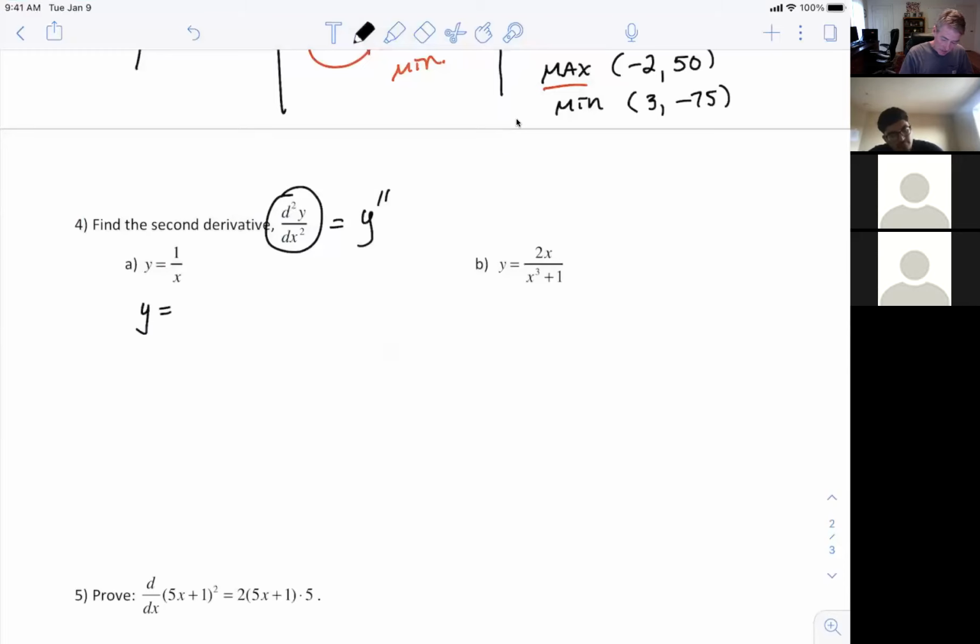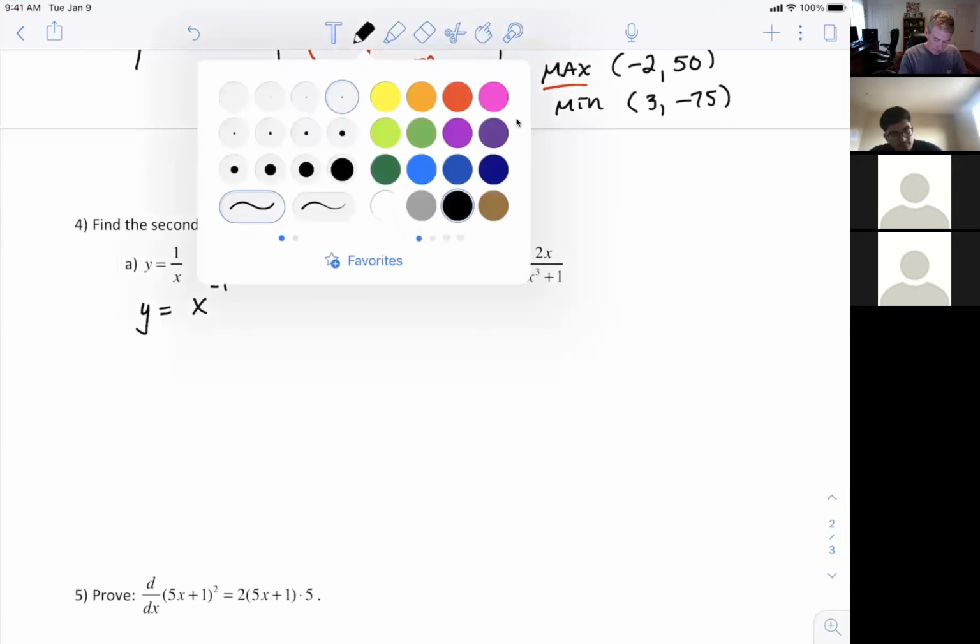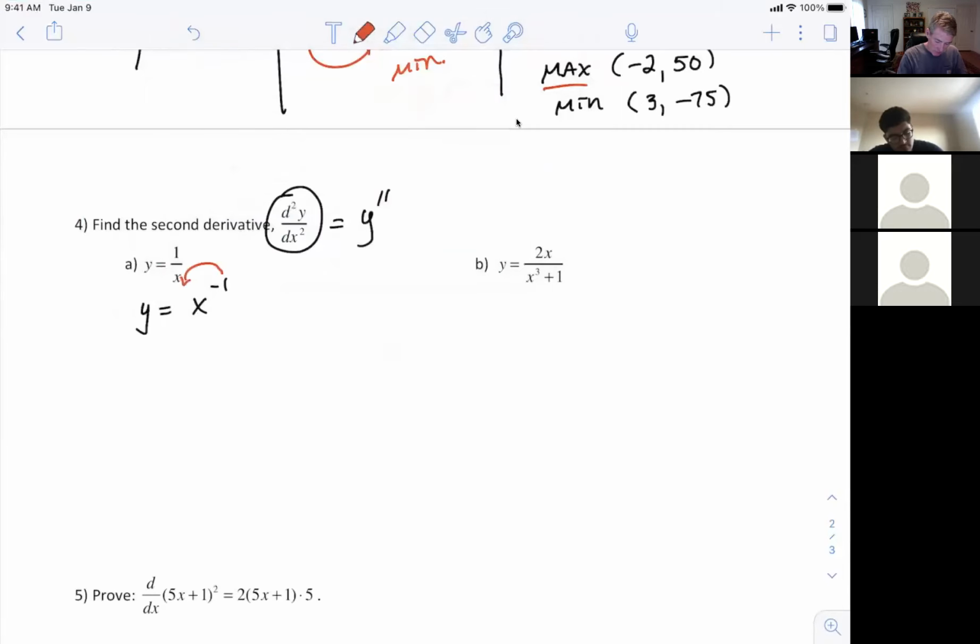So with this function, I could start by rewriting it as x to the negative 1. That means the same thing as 1 over x. And then use the power rule. So take the negative 1, bring it in front and multiply, and then subtract 1. So y prime equals negative 1 times x to the negative 2. And usually I say don't leave any negative exponents, but I'm not done yet because I still need to find the second derivative. So I'll worry about the negative exponents at the very end.